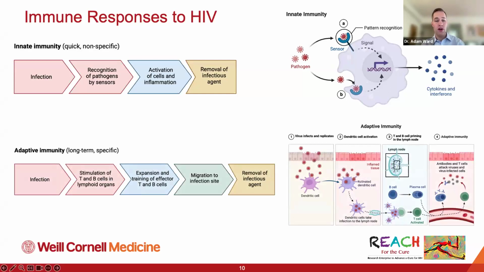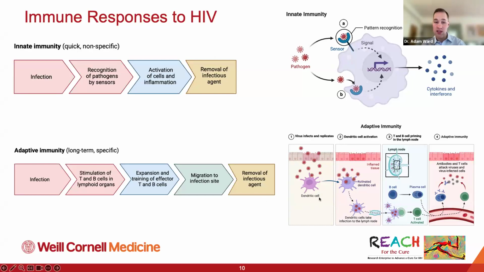So adaptive immune responses to HIV take longer to develop, but also persist for longer, up to many years, and are also HIV specific. And so you may hear about harnessing these adaptive immune responses in the context of certain immune-based HIV cure strategies. So here, upon viral infection, specialized cells called antigen-presenting cells.